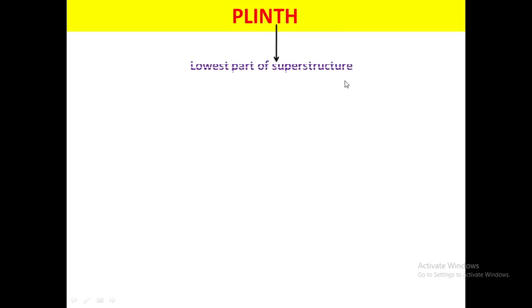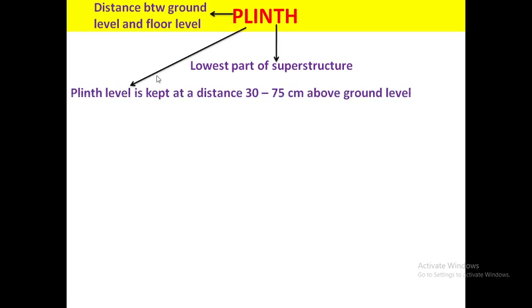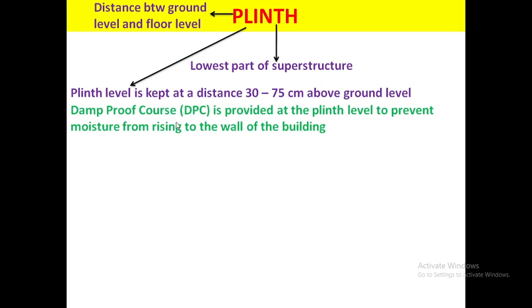Next, plinth. It is the lowest part of a superstructure and is the distance between the ground level and the floor level. The plinth level is kept at a distance of 30 to 75 centimeters above the ground level, depending upon the locality of the building. Then DPC, a damp proof course, is provided at the plinth level to prevent moisture from rising to the wall of the building.